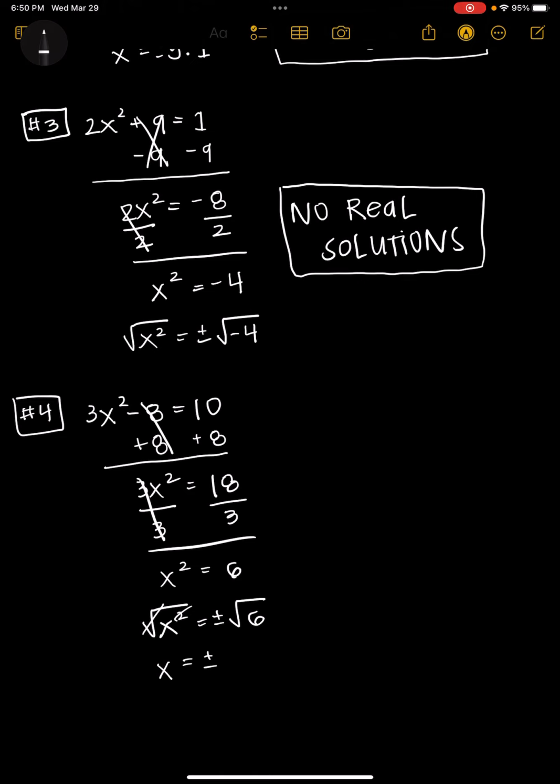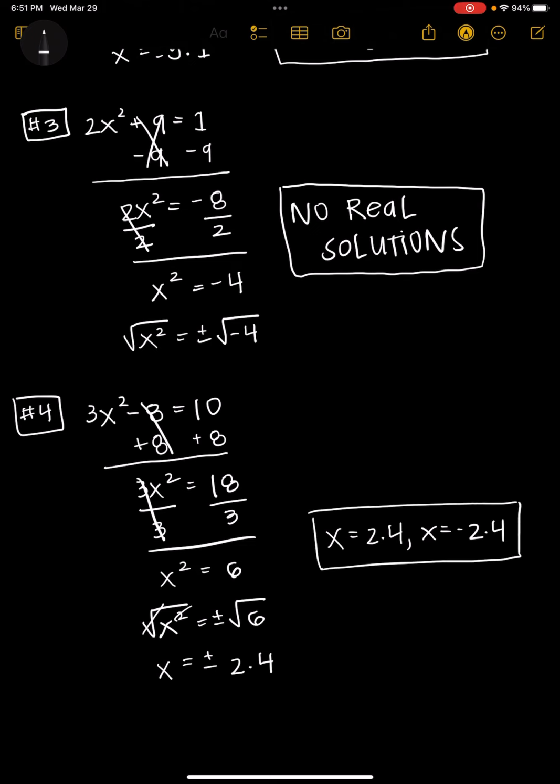And then the square root of 6 is not a perfect number. And so we plug it into a calculator, and we're going to round to the first decimal place, which gives me 2.4. So my answers are that x could be equal to positive 2.4 or x could be equal to negative 2.4. All right, and there we have it. This is how we solve quadratics using the square root.